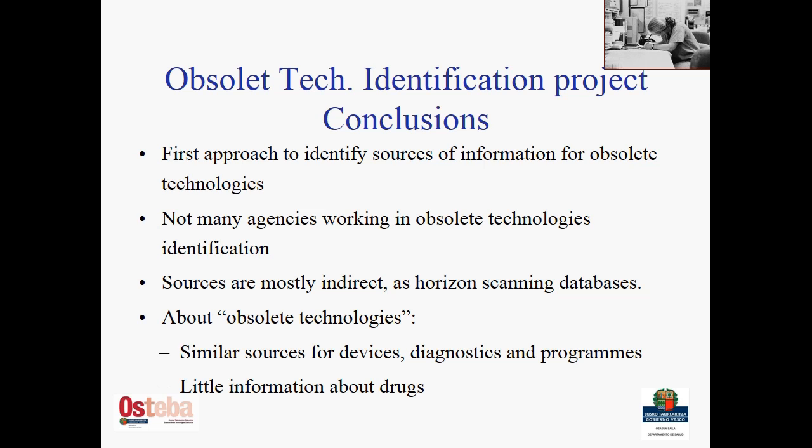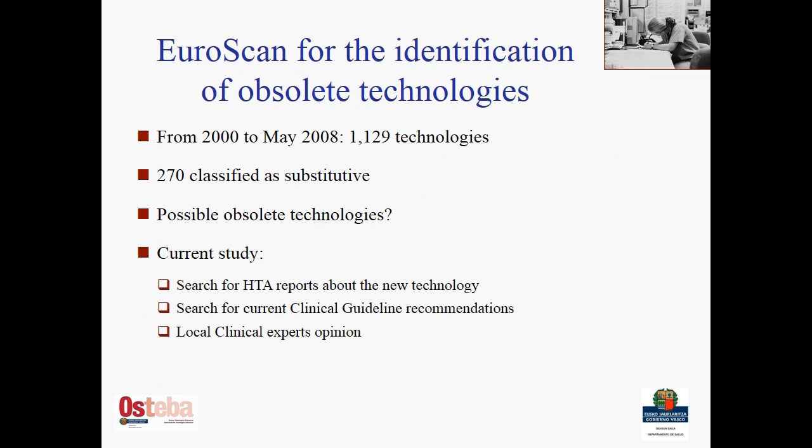And the sources of information were mostly indirect, not specific for obsolete technologies, but by looking at the horizon scanning database, looking at what is coming as new opportunities, we can identify opportunities to disinvest, the replacement. So we think there are similar sources for devices, diagnostics, and programs, but we have little information about drugs and the disinvestment of drugs because new opportunities are coming.